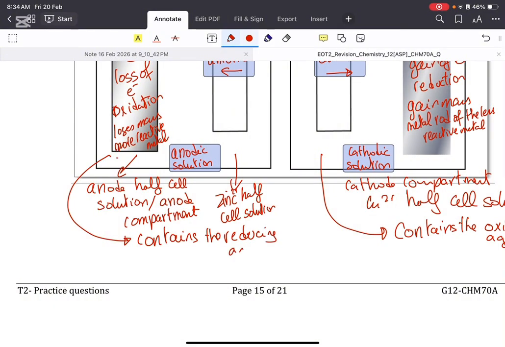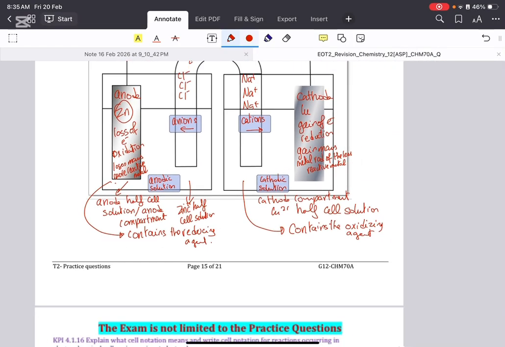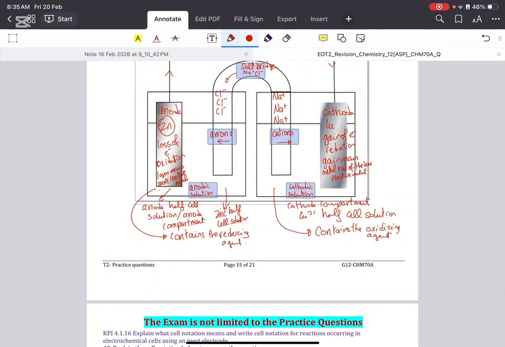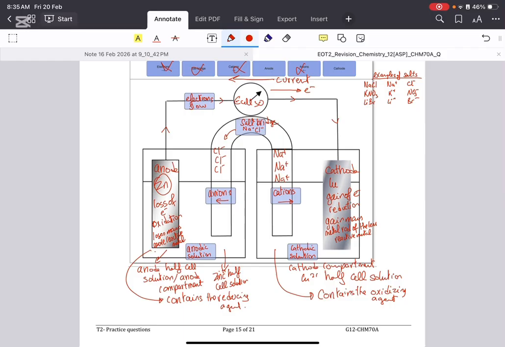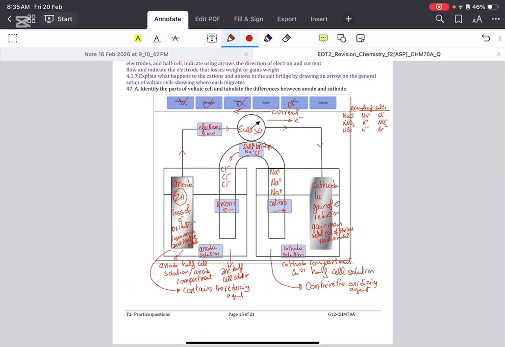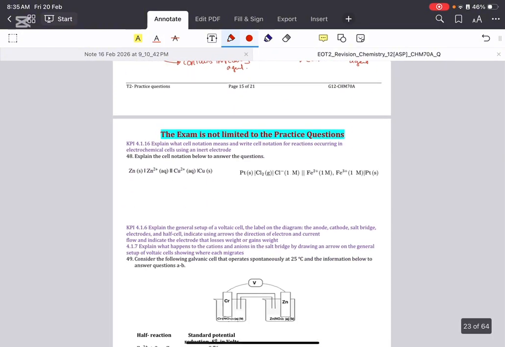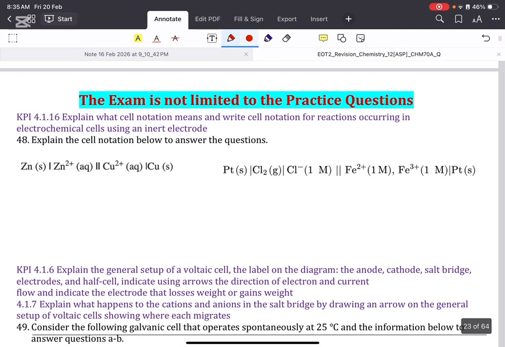So all of this information, you need to know it, or you can watch a video on my channel in which I explain in detail the parts of a galvanic cell. So expect any question in the exam about annotating or indicating something on a given cell diagram. Next, explain the cell notation below to answer the questions.